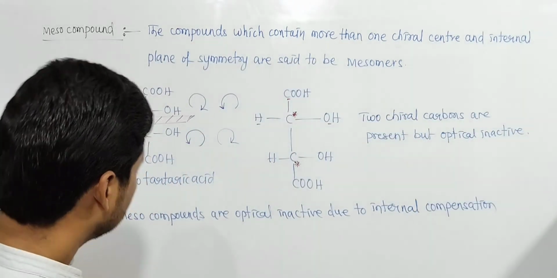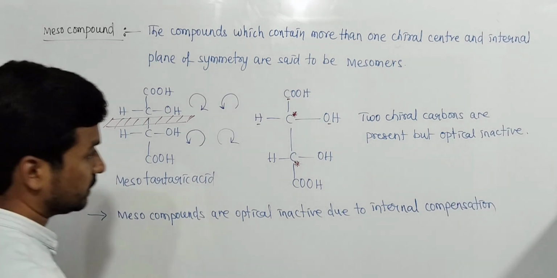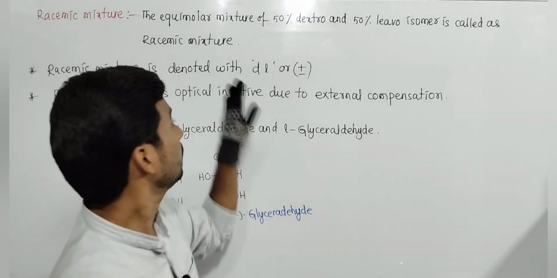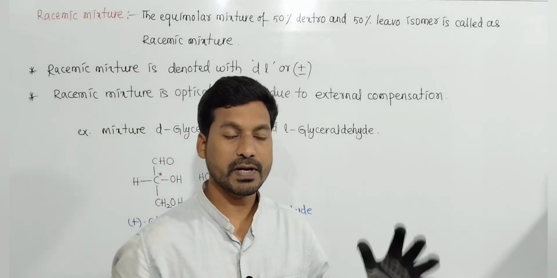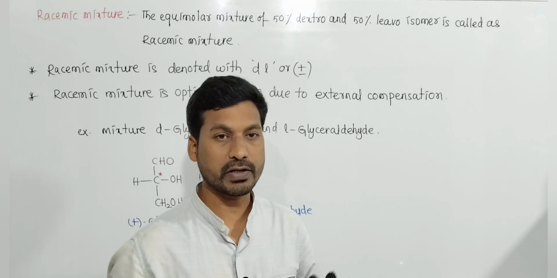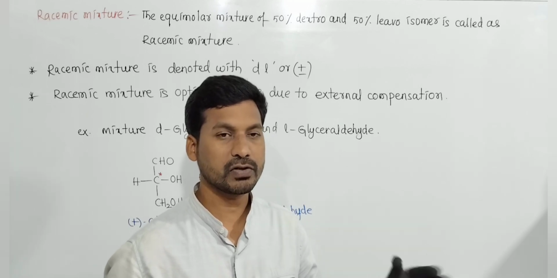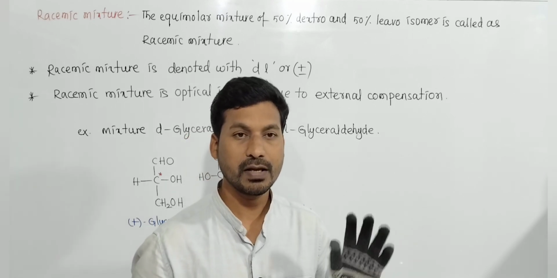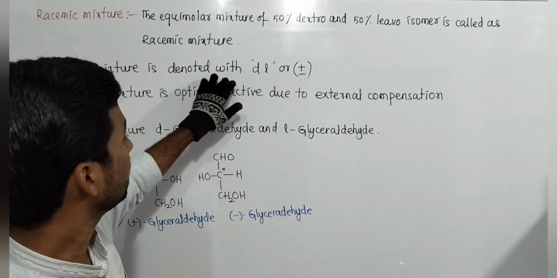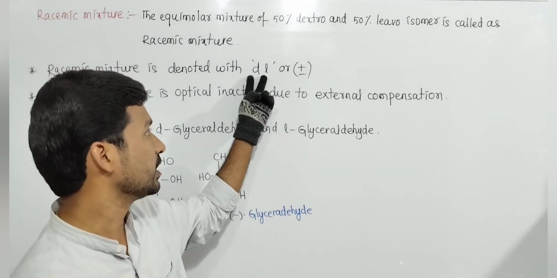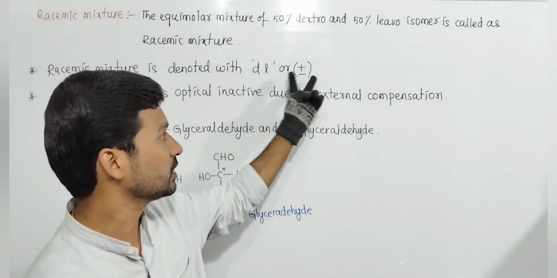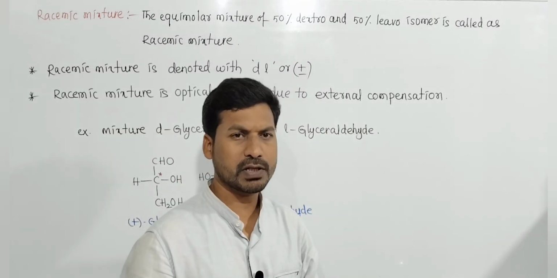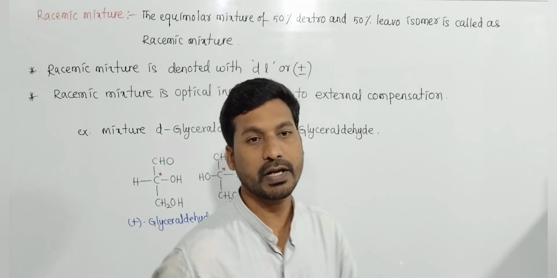Okay, next, take this one. Racemic mixture. What is a racemic mixture? The equimolar mixture of 50% dextro isomer, 50% levo isomer. 50% dextro optical isomer, 50% levo optical isomer. An equimolar mixture is said to be a racemic mixture. It is a mixture of dextro and levo, so it is denoted DL or plus and minus in brackets. A racemic mixture is optically inactive, even though optical isomers are present in the mixture.